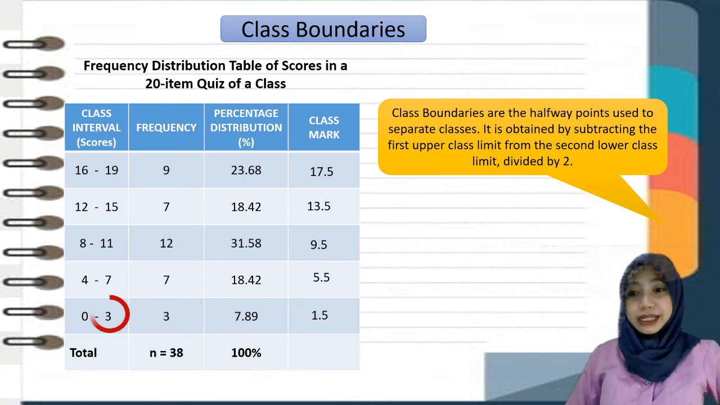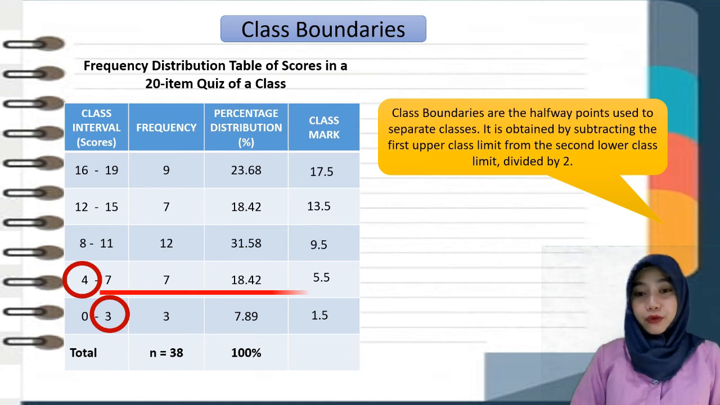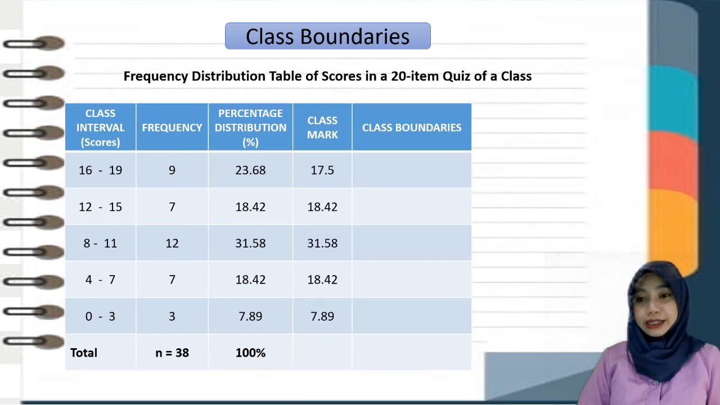Now how do we solve for the class boundaries? Get the difference of the upper class limit and the second lower class limit. With the given example, our first upper class limit is 3. And our second lower class limit is 4. So we will get the difference. We now have 4 minus 3 and then divided by 2. 4 minus 3 is 1 over 2. So that's 0.5. We will use the 0.5 to get the class boundaries for each class interval.